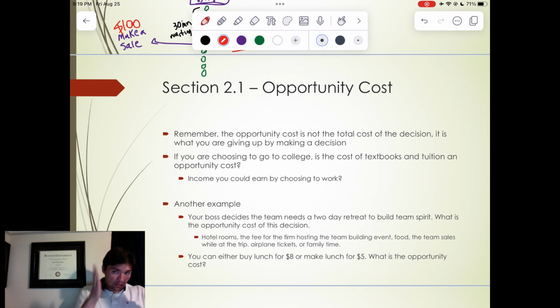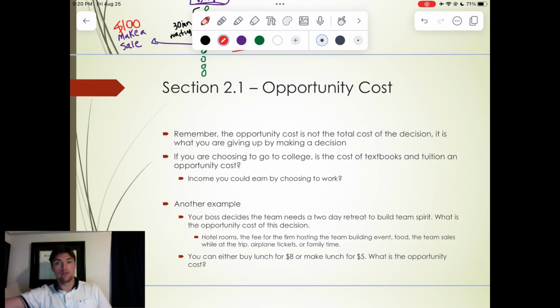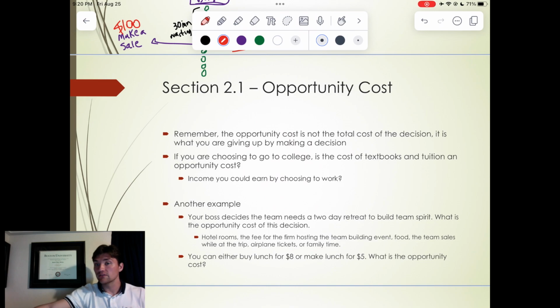But because you're in college, what are you not doing? You are not working. You are not with family all the time. You're not doing something else, right? Maybe because you're going to college and you're not working, you're giving up any income that you could earn by choosing to work. And that is the opportunity cost there.